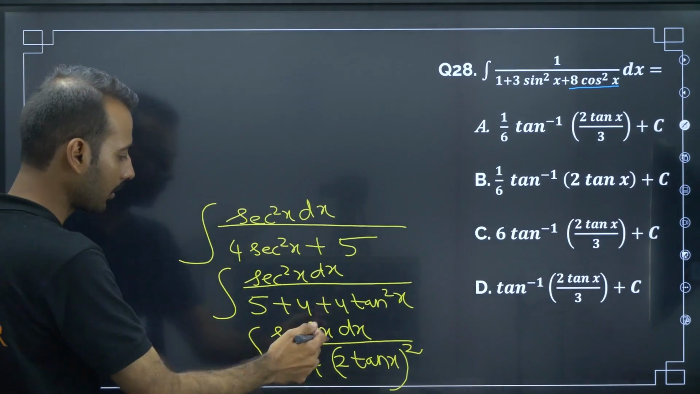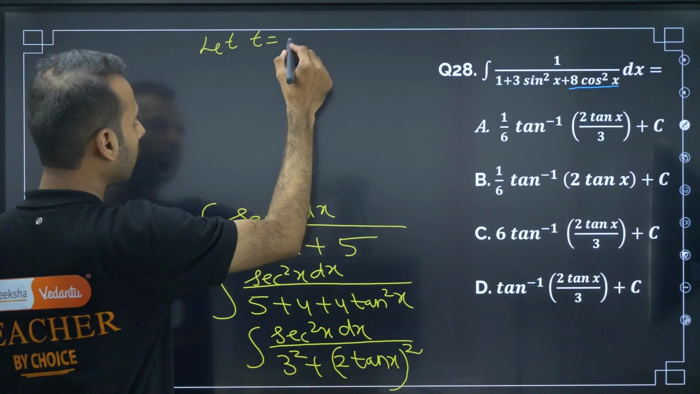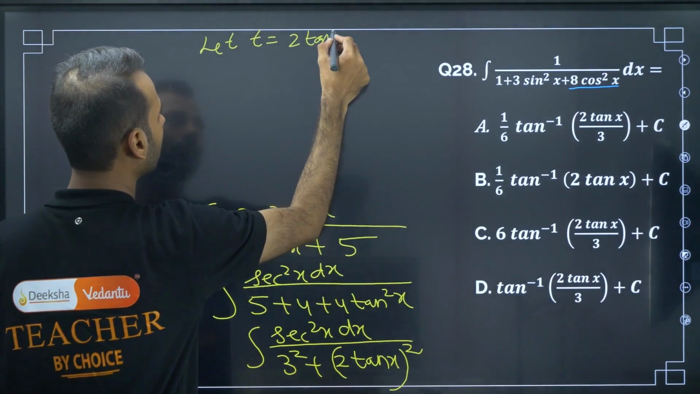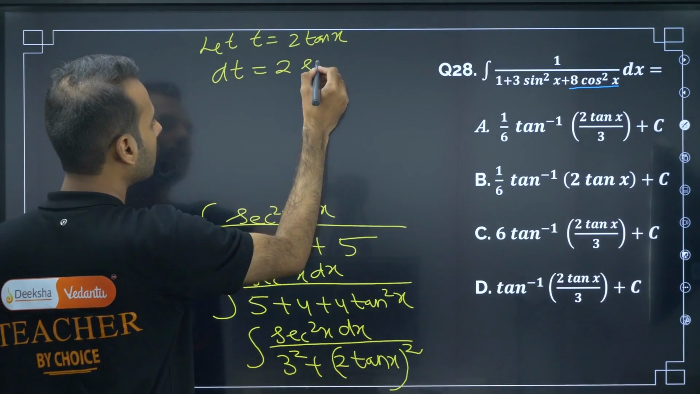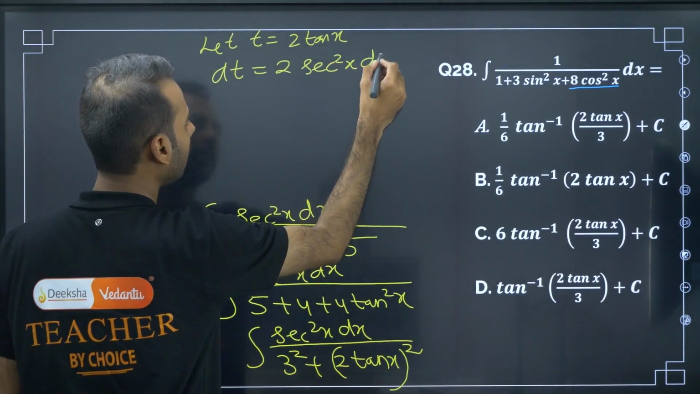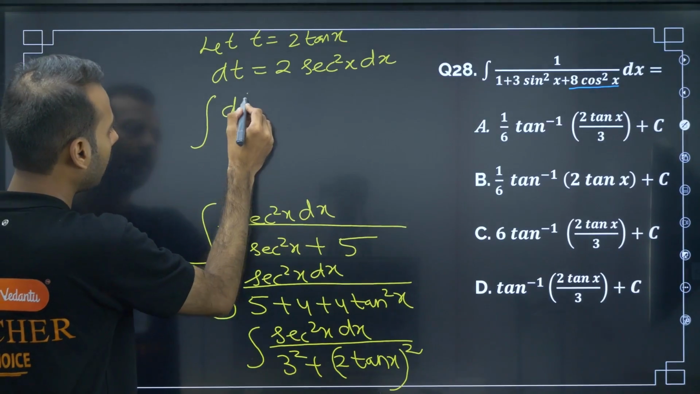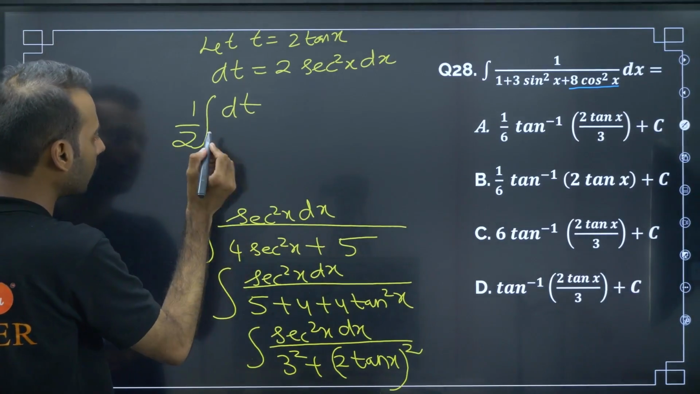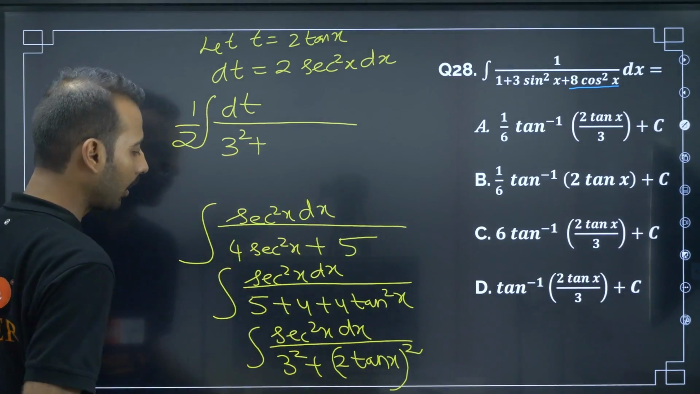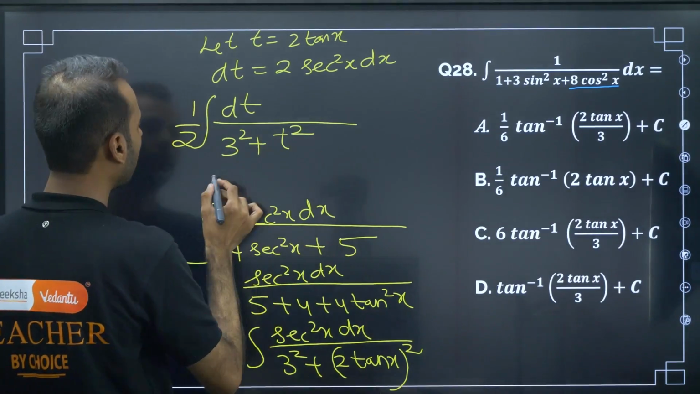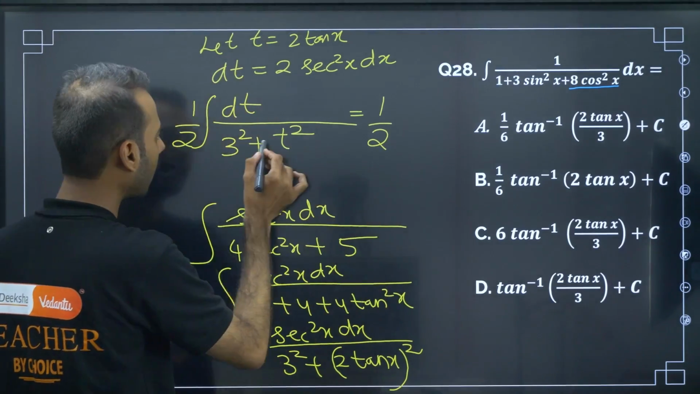Next, let me erase this. Now let me go for t is equal to 2 tan x, then dt is equal to 2 secant square x dx. So secant square x dx I will replace with dt by 2, I will place 2 outside, divided by 3 square plus t square. So integration of this, 1 by 2 I am keeping as it is.